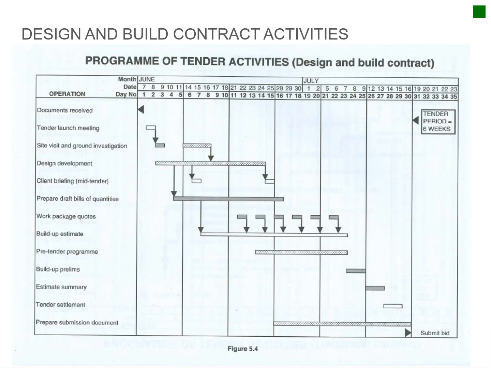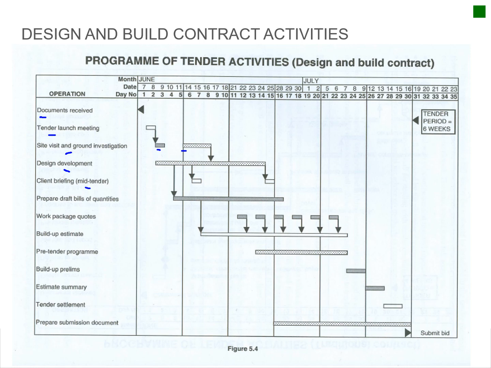Okay, then you've got the program of tender activities. So here you've got your design and build contract. So I'm just going to brush through this one. So you've got your documentation that you receive. So this is your tender document for that, the tender launch meeting. Okay, explaining the site visit, ground investigation. Then if all of the contractors that are going to tender on this project have to do a design development. Okay, so you might have an initial site visit, but you might want to visit the site again to get more information. Then you've got your client brief mid-tender.